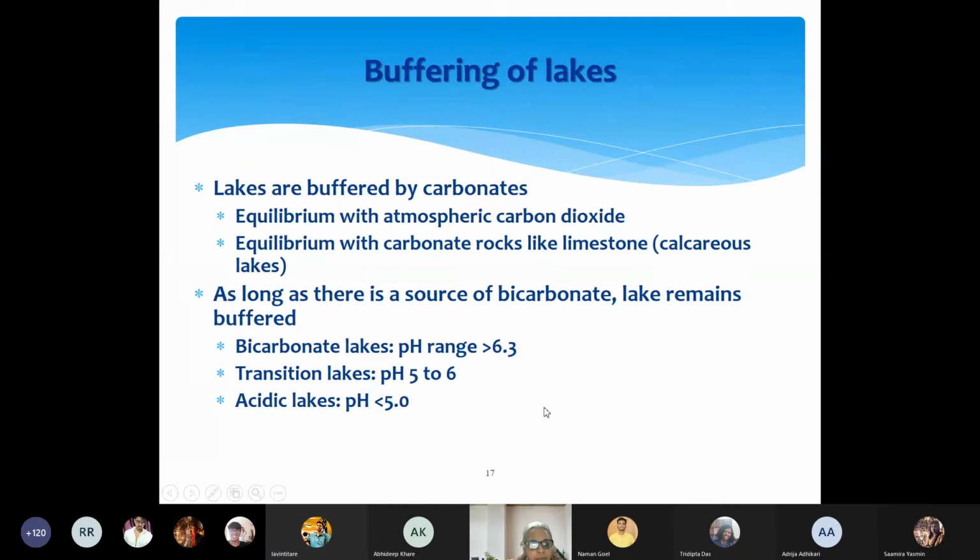But what happens in other lakes? So if you have a bicarbonate lake, as long as the rocks have significant amounts of carbonate, they will dissolve and the pH will be greater than 6.3. Now, if there is lack of bicarbonate and carbonate, then we call them transition lakes and the pH ranges from 5 to 6. If the pH falls below 5, it's called an acidic lake. And the consequences for the fish population are enormous.